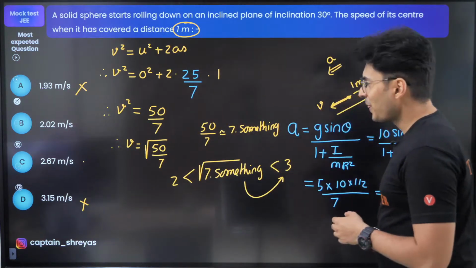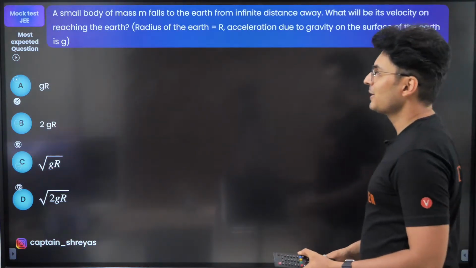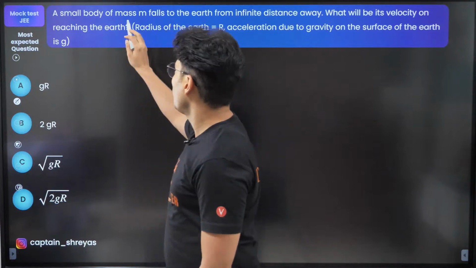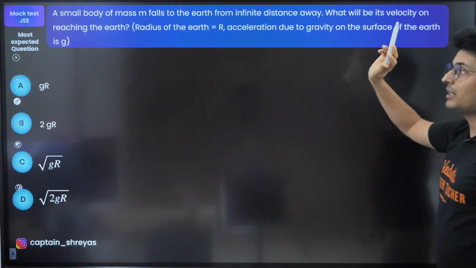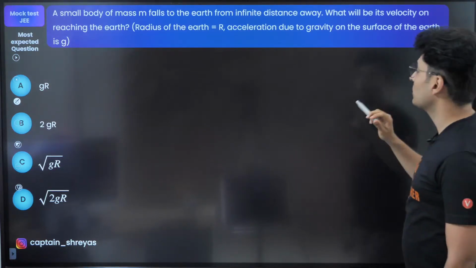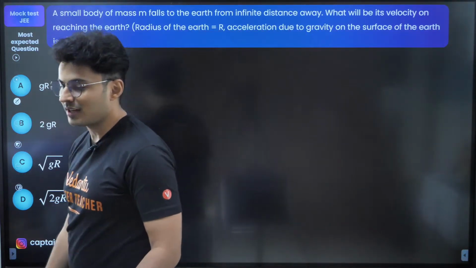Hi, Kishore. Okay, so let's move on to the next one coming up on your screen, guys. A small body of mass m falls on the earth from infinite distance away. What is the velocity on reaching the earth? Radius is given, gravity on the surface is g. Beautiful question.